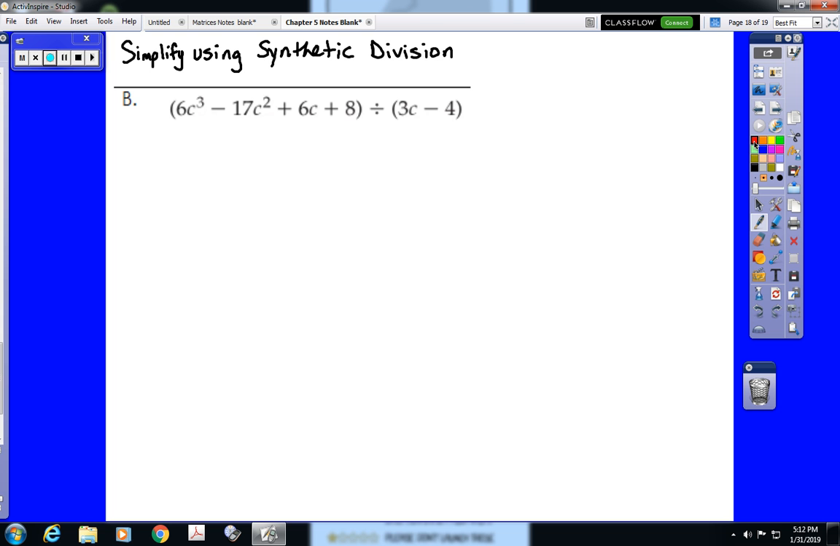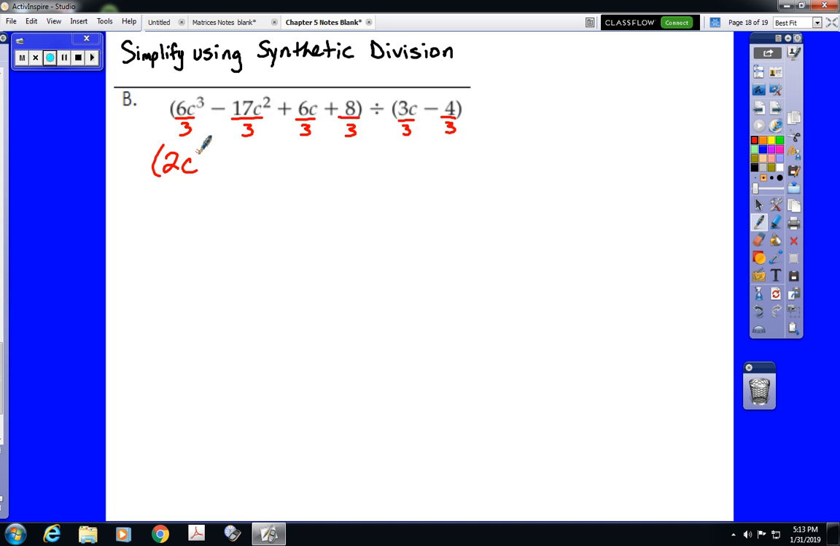Now if we look at example B, we should notice that we do have all of our terms, so that's kind of nice. We don't have to add any zeros, but this is not in the form x minus r. So to start off with, we need to divide everything in the entire problem by the number in front of c so that this will become 1c. That would change this problem into 2c cubed minus 17 thirds c squared plus 2c plus 8 thirds divided by c minus 4 thirds, which is necessary. It has to be in the form variable minus number in order for synthetic division to work.